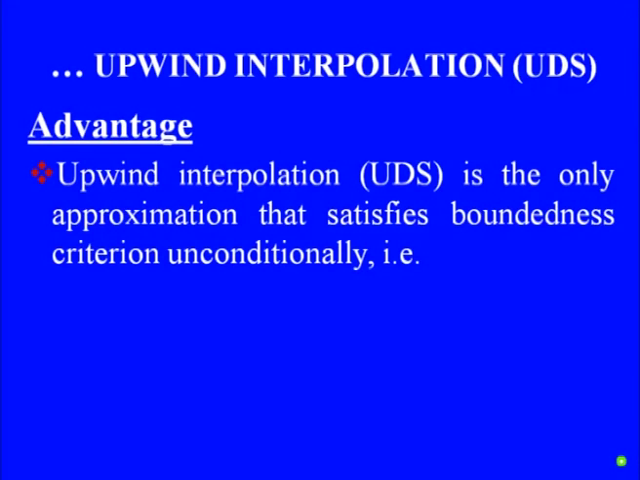What are the advantages of this scheme? Now, upwind interpolation is the only approximation that satisfies the boundedness criterion unconditionally. Unconditional in the sense that irrespective of what the velocity values are and irrespective of what the grid spacing is, the solution will always remain bounded. That is, the use of upwind interpolation will never yield oscillatory solutions.